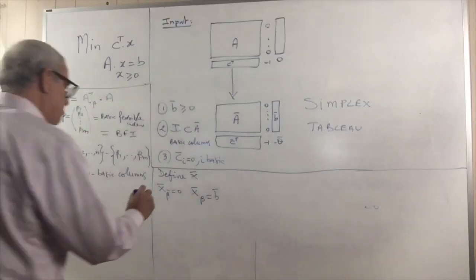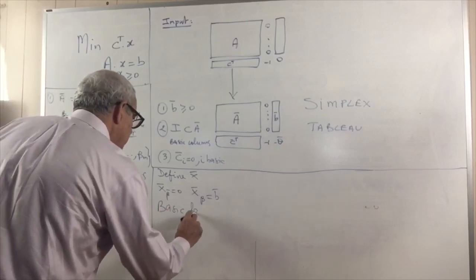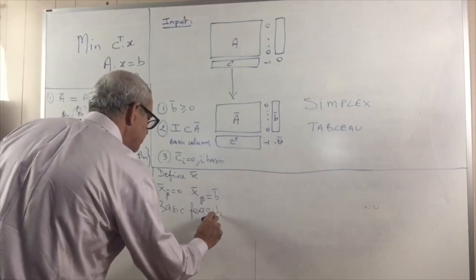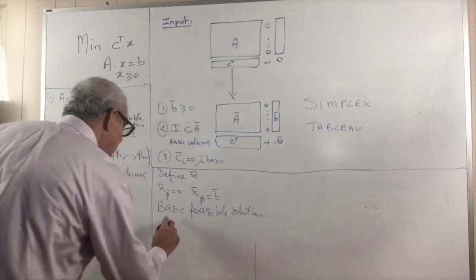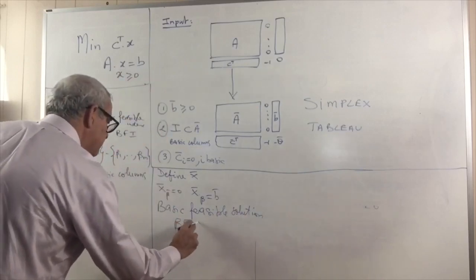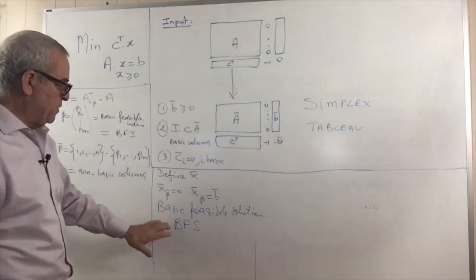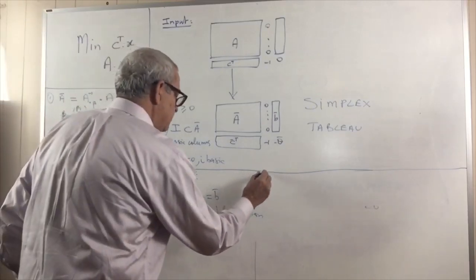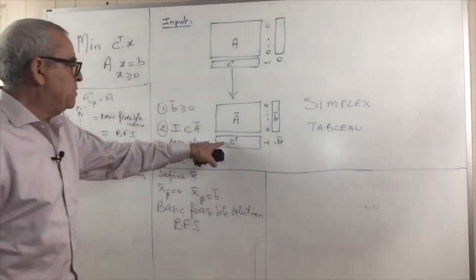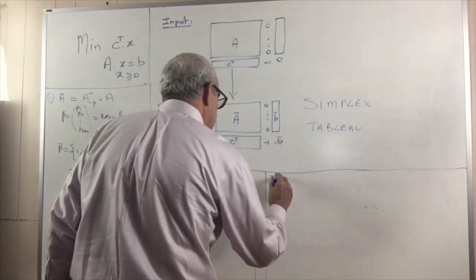This is called the basic feasible solution. In short, we call it BFS. Okay, so every simplex tableau has a basic feasible solution associated with this. Now let's calculate what C bar transpose at X bar is.